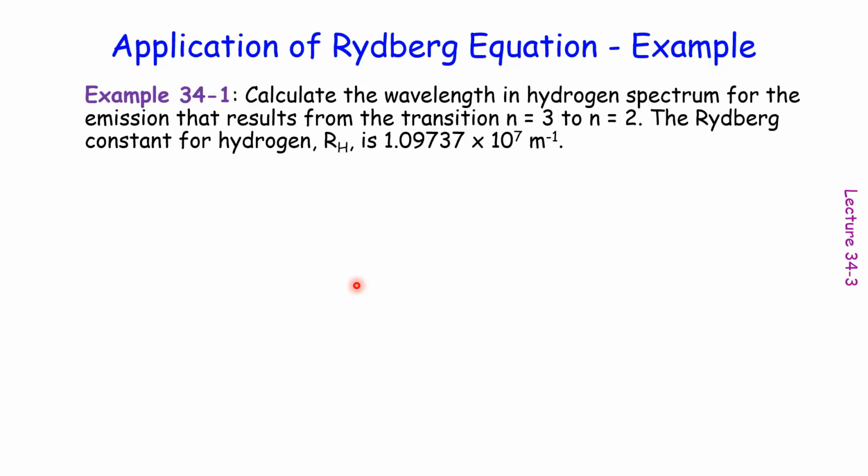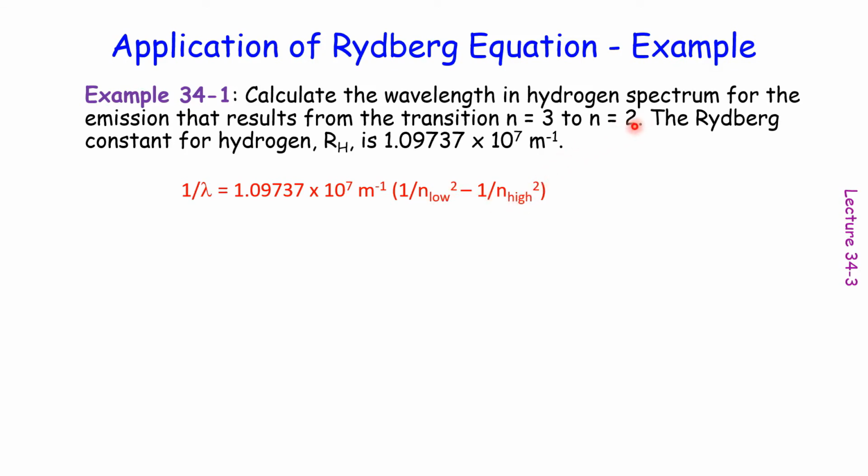Now it's time to work on example 1 in lecture 34. We have an electron transition from n equals 3 to n equals 2. We want to find out the wavelength in the hydrogen spectrum for the emission that results from the transition from n equals 3 to n equals 2. We need to use the Rydberg equation. This is the Rydberg constant, and then 1 over n low squared subtracted by 1 over n high squared.